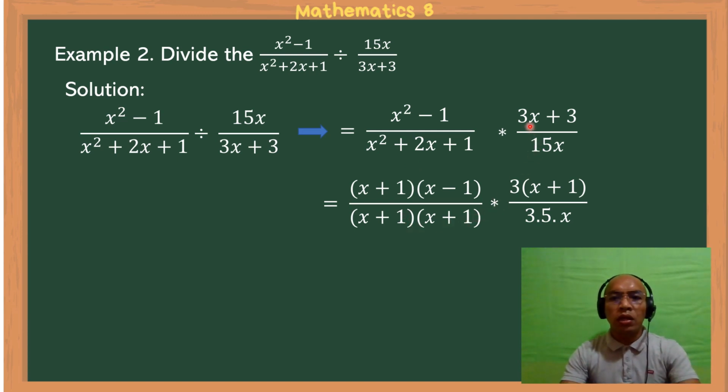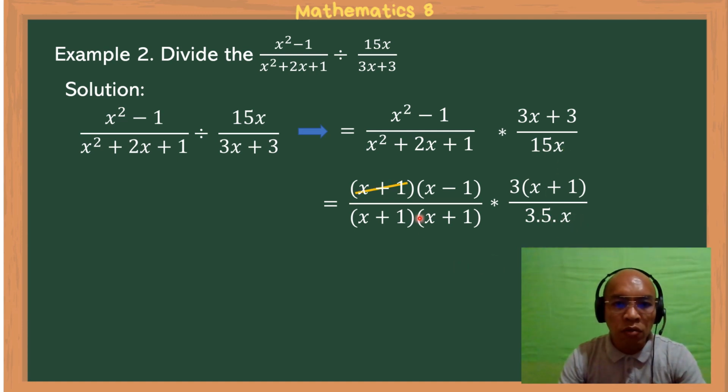Times, so 3x plus 3 can be factored by common monomial factoring. So the common monomial factor of 3x and 3 is 3. So 3x divided by 3 is x, 3 divided by 3 is 1. So the factor of 15x is 3 times 5 times x.